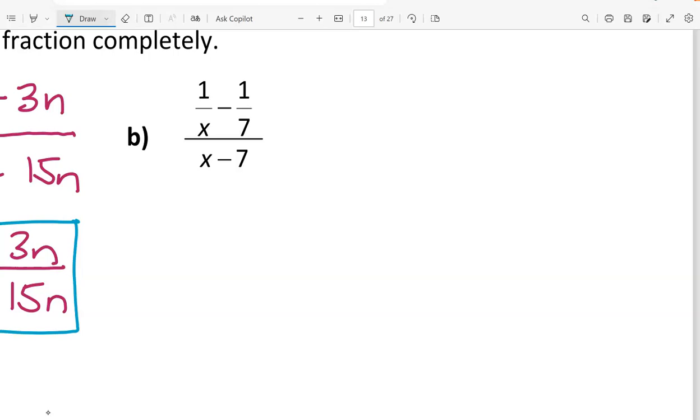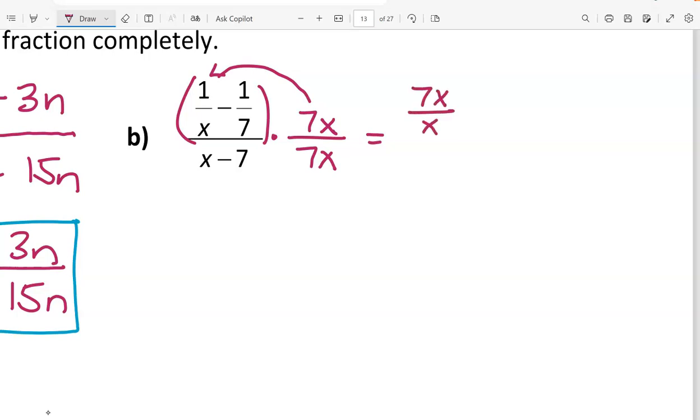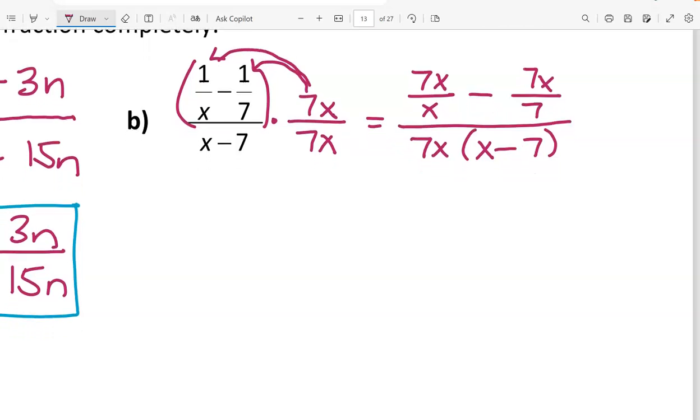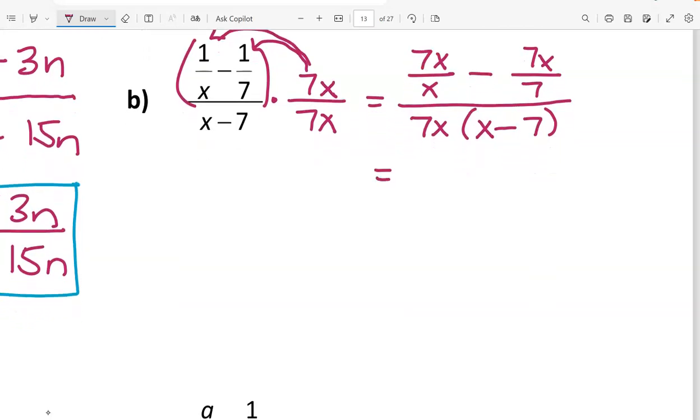We're going to multiply by the least common denominator of all the mini fractions. So the least common denominator for x and 7 would be 7x. So multiply the big fraction by 7x over 7x. Distribute to the first term, 7x over x, and distribute the multiplication to the second term, 7x over 7. And then downstairs, I'm just going to write the intent to multiply, but I'm going to go ahead and leave that in factored form.